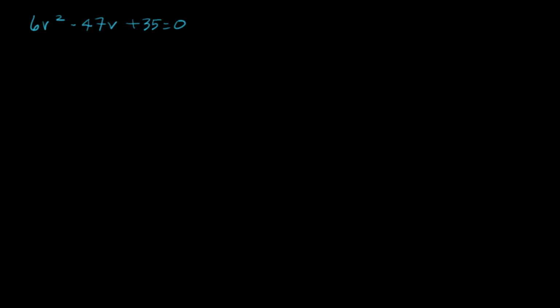Okay, so let's go ahead and work on this problem. This problem is from the 8A independent practice, the first independent practice they got. And I have to use the AC or the magic method. Let's first see if we can take something out or find the greatest common factor. We have 6, 47, and 35.